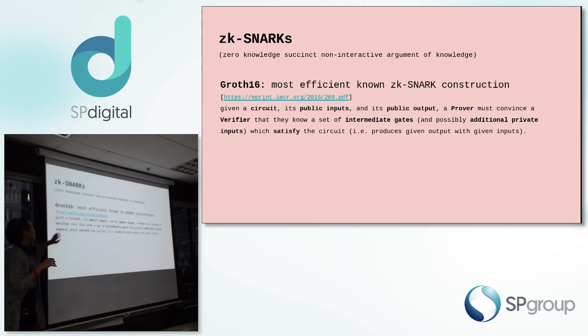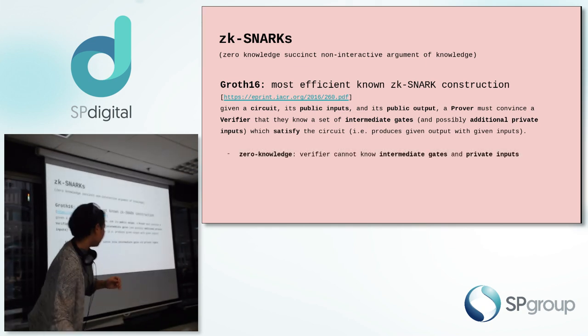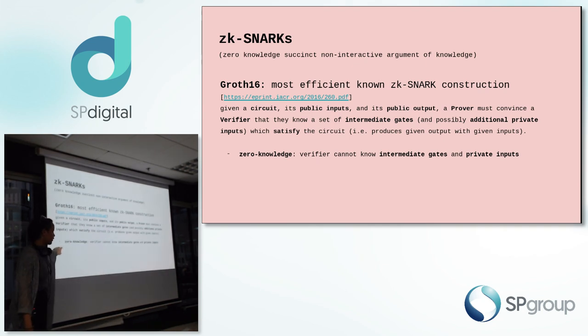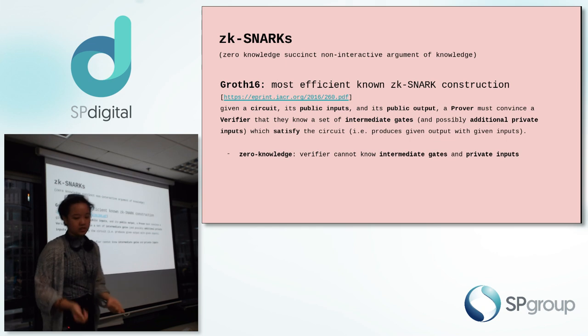It is key to note here that the verifier cannot know the intermediate gates and the private inputs. By the way, I will explain gates later. Gates are basically how we do computations in a circuit. But it's zero knowledge in that all the verifier knows is the public inputs, the public outputs, and the circuit. And the verifier has to be convinced that the prover has a correct solution.